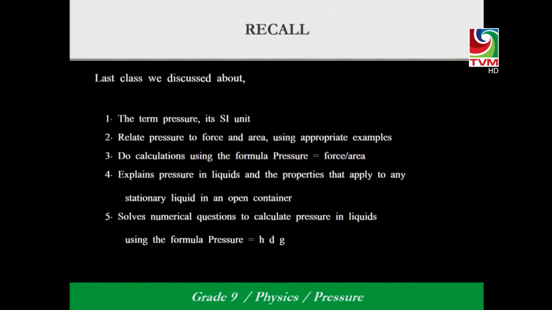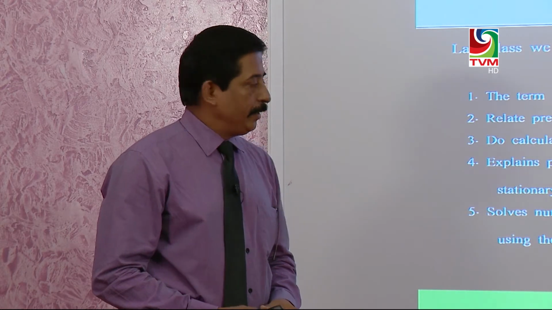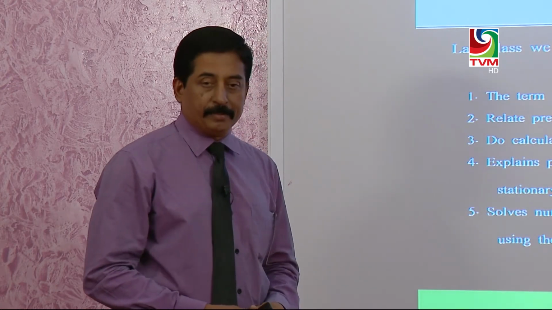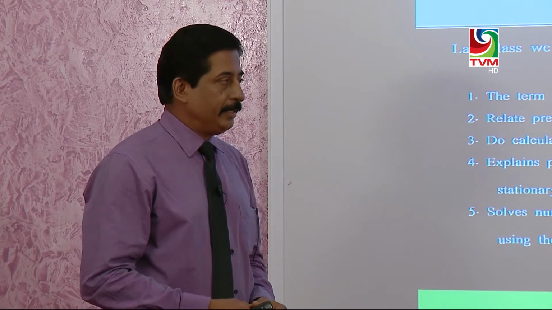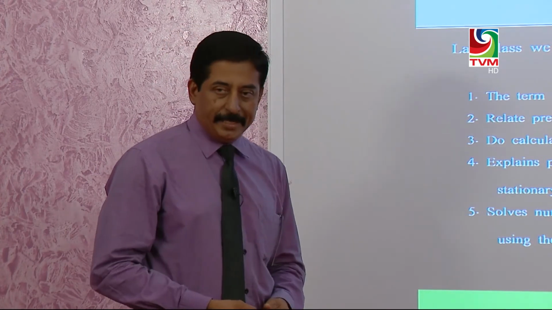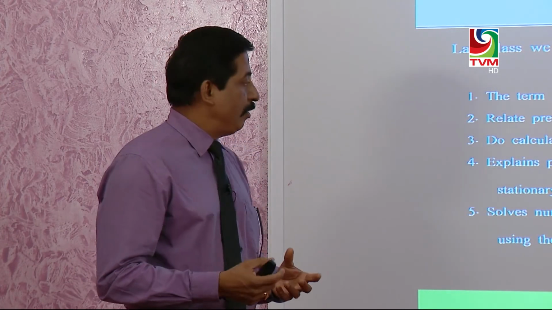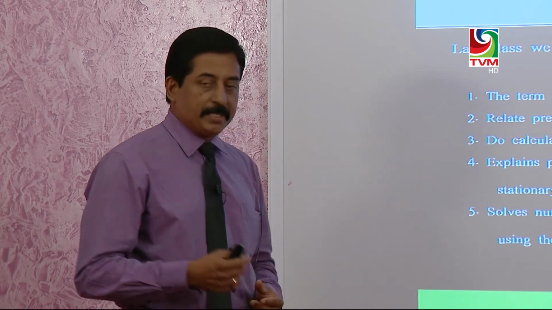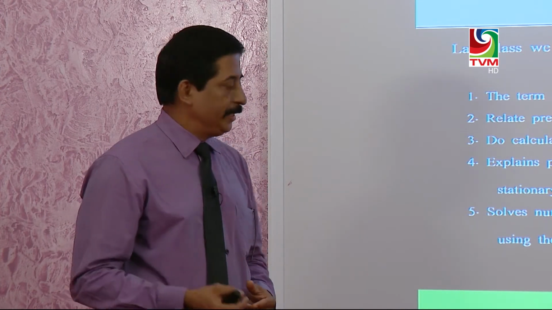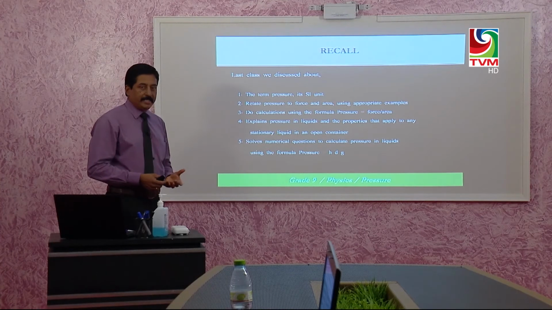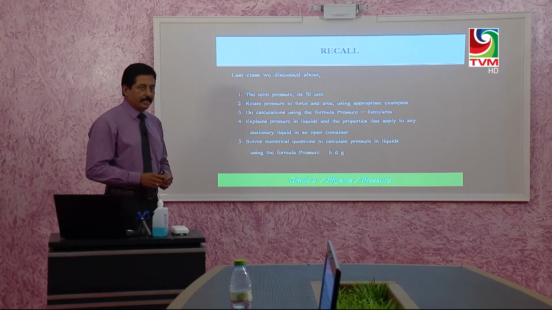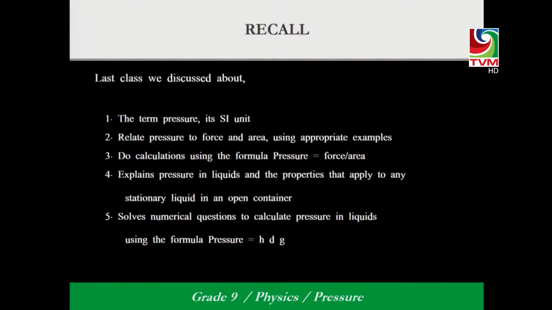And liquid pressure, what are the properties of liquid pressure? Liquid pressure increases with depth, pressure acts in all directions, and pressure depends upon density. The liquid pressure is given by the formula rho g h, where rho is the density of the liquid, g is acceleration due to gravity, and h is the height or depth of the liquid. Those things we discussed the other day.